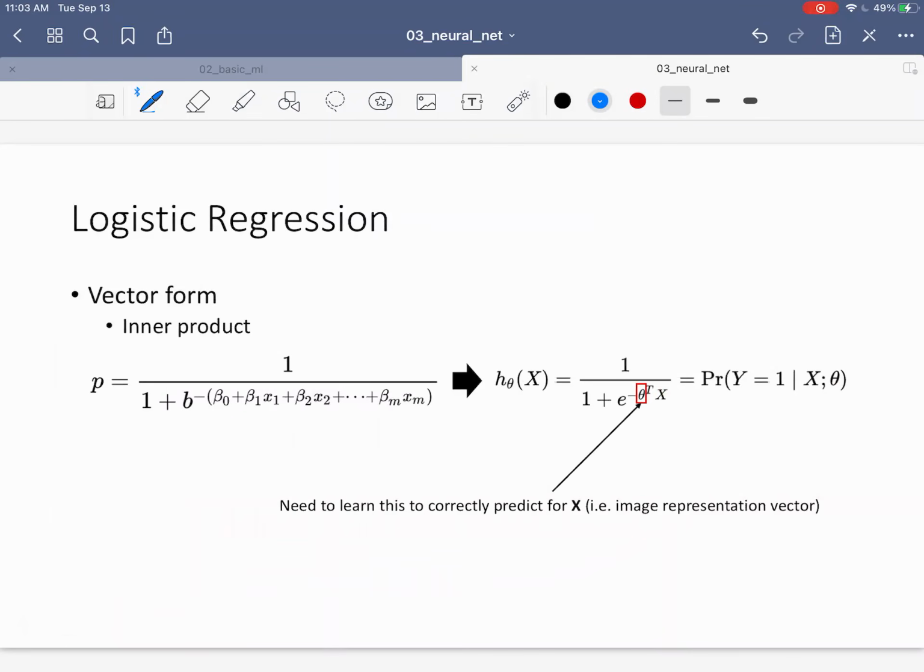And what we need to do is optimize this theta value in order to correctly classify whether a given image is a man's image or a woman's image, right? And since x is a 16,000 dimensional vector, your theta also has to be a 16,000 dimensional vector. So you have a lot of parameters to tune, actually.